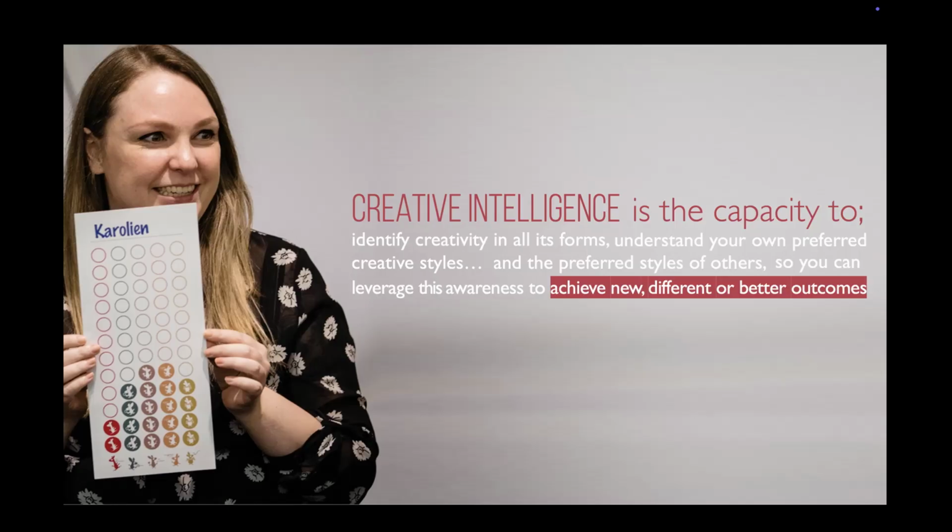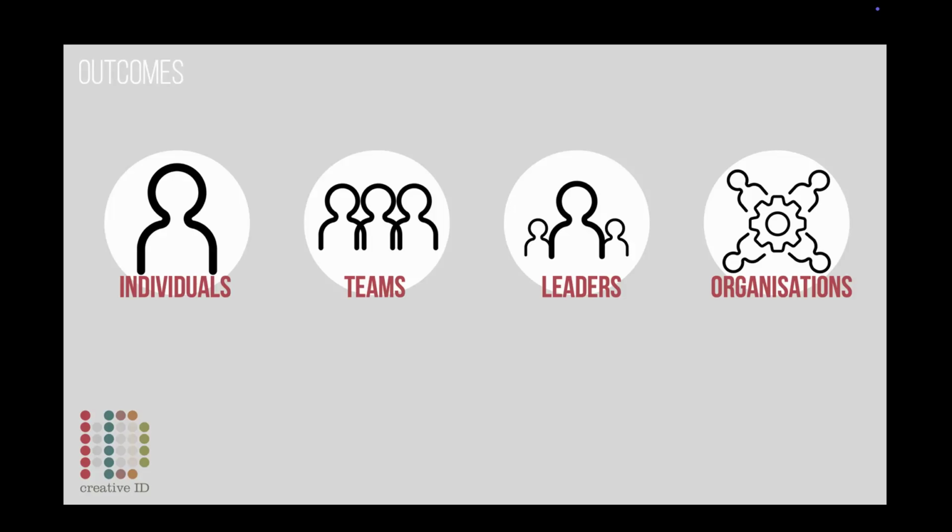So back to the definition, so that we can look at what this video is actually about, which is about achieving new, different, or better outcomes. Because that's really context dependent. So if we look at outcomes, essentially there are 4 big buckets of outcomes: individuals, teams, leaders, and organizations. So for individuals, the impact creative ID typically has is around self-awareness.